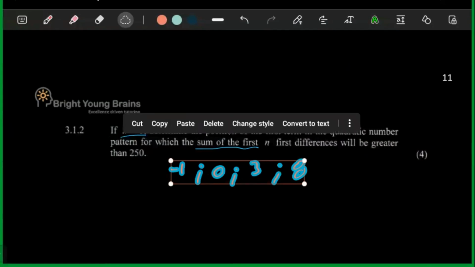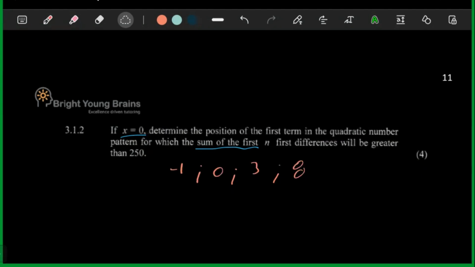Because the thing is, in an exam, you want to preserve your mood. You see, you want to preserve your mood. It is very important. So it says here, if x is equal to 0, determine the position of the first term in the quadratic number pattern for which the sum of the first n first differences will be greater than 250.